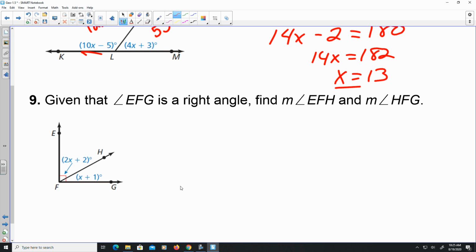So this is kind of the same issue. They're just telling you this is a right angle. They're telling you that this is then 90 degrees.